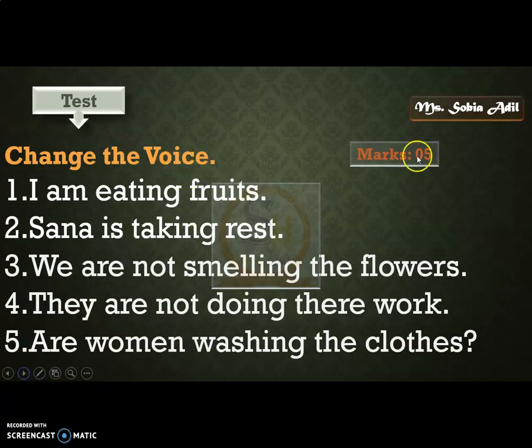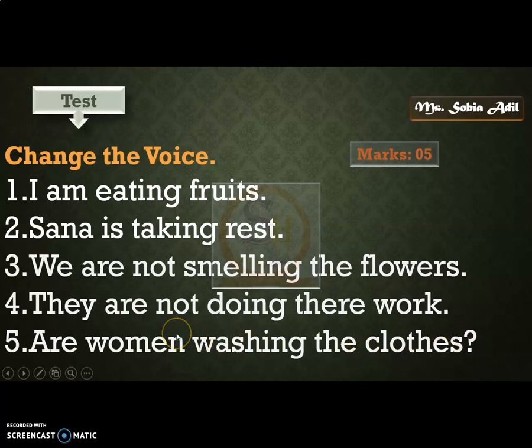All right, this is your test for today. You need to complete this test and send it to me. Let me read it for you. Change the voice. It is of 5 marks. Number 1 is I am eating fruits. Number 2 is Sana is taking rest. Number 3 is we are not smelling the flowers. Number 4 is they are not doing their work. Sorry, here is a mistake, their work. Number 5 is are women washing the clothes? Question mark. This one is an interrogative sentence.